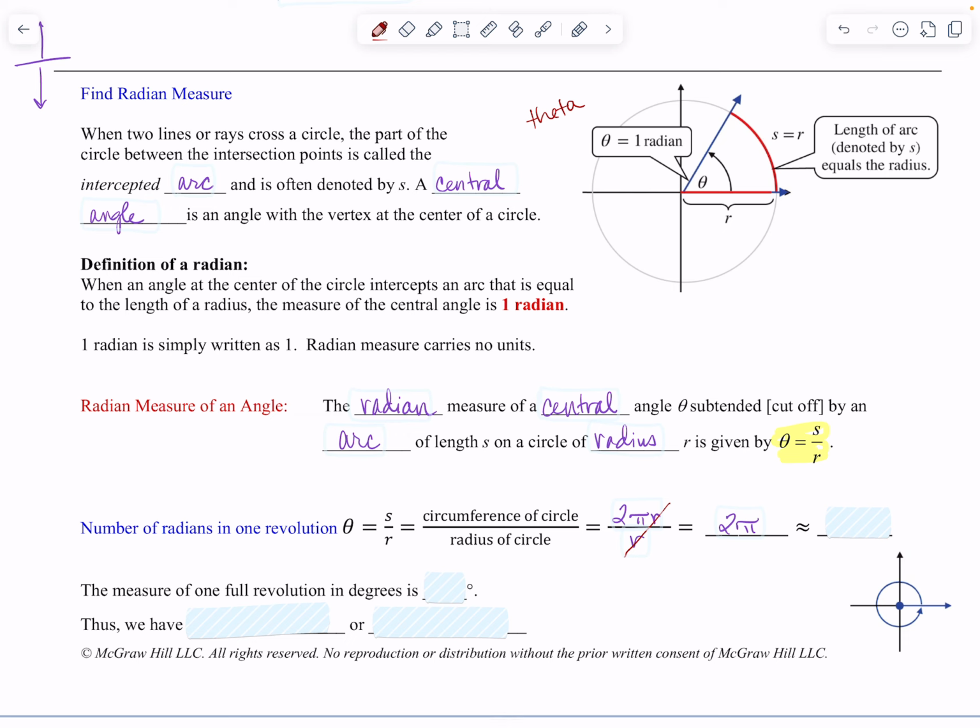If we get the approximation of 2 pi, that's going to be 2 times 3.14159, etc., which is approximately 6.28.